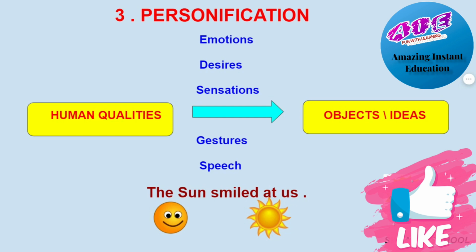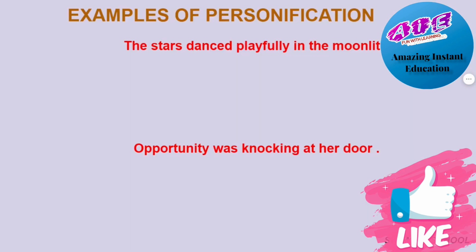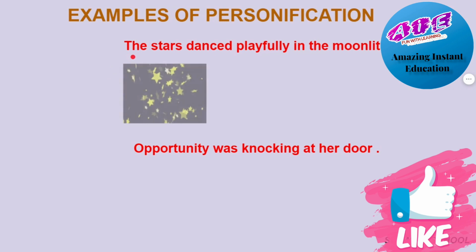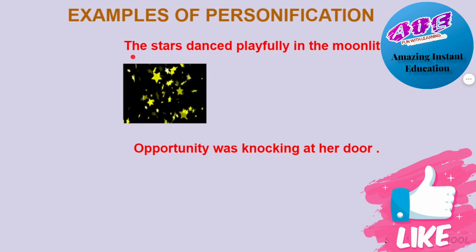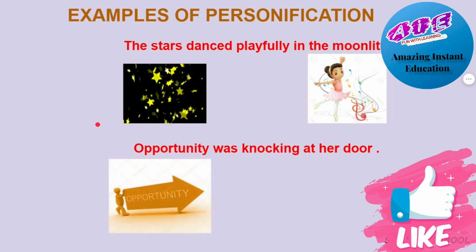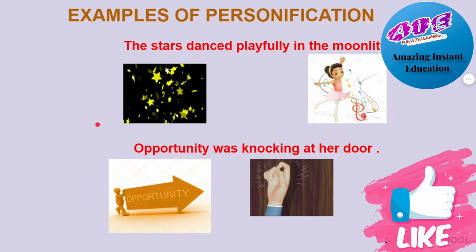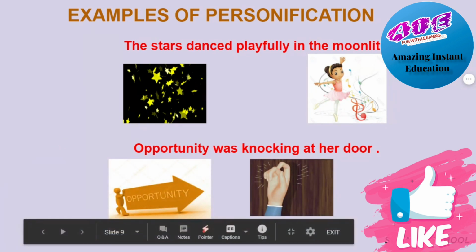Let's look at another example. The stars danced playfully in moonlight sky. So here, stars are dancing, and to dance is a quality of living being. So the figure of speech is personification. So another example of personification, opportunity was knocking at her door. So here also personification is used.